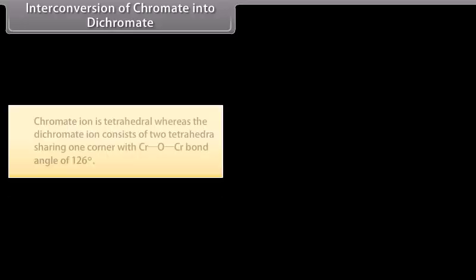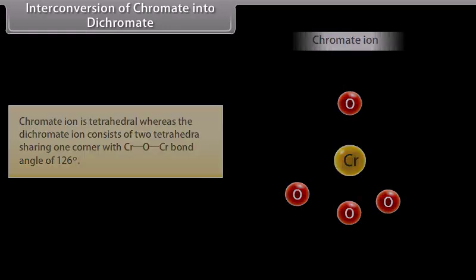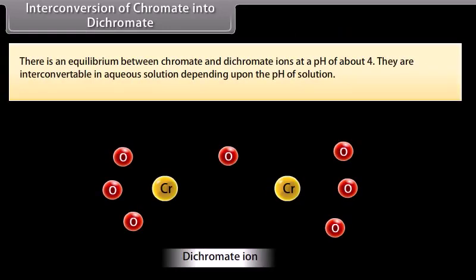Interconversion of chromate into dichromate. The chromate ion is tetrahedral, whereas the dichromate ion consists of two tetrahedra sharing one corner with a chromium-oxygen-chromium bond angle of 126 degrees. There is an equilibrium between chromate and dichromate ions at a pH of about 4.